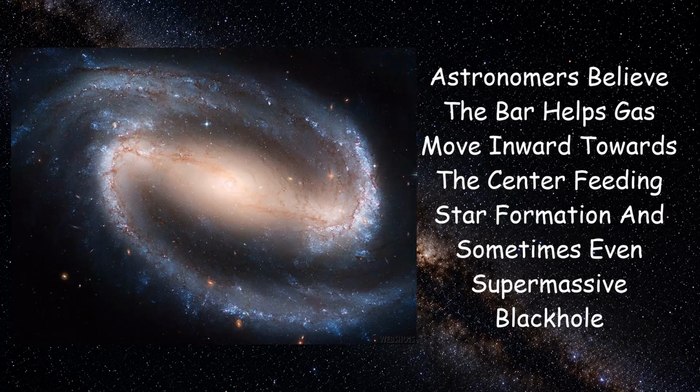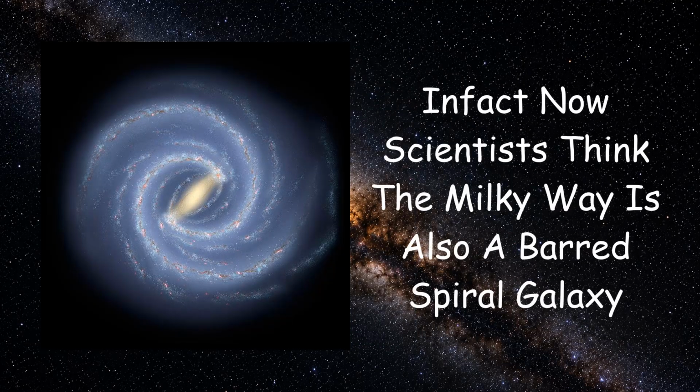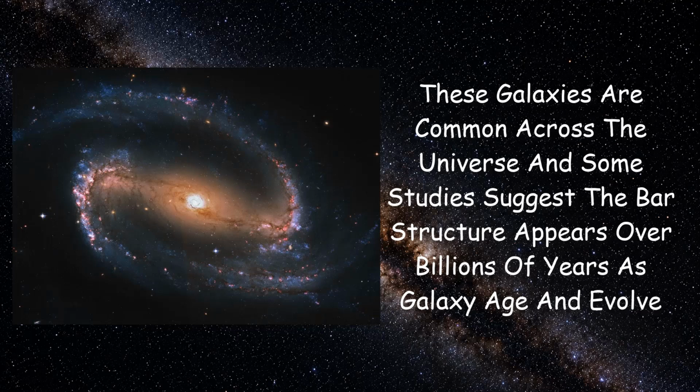The spiral arms begin at the ends of this bar instead of directly from the core. Astronomers believe the bar helps move gas inward toward the center, feeding star formation and sometimes even supermassive black holes. In fact, scientists now think the Milky Way itself is actually a barred spiral galaxy. These galaxies are extremely common across the universe, and some studies suggest the bar structure may appear as galaxies age and evolve over billions of years.